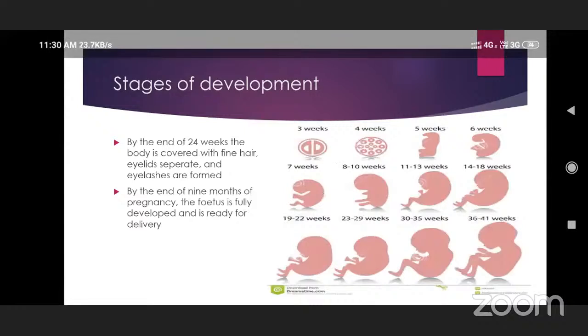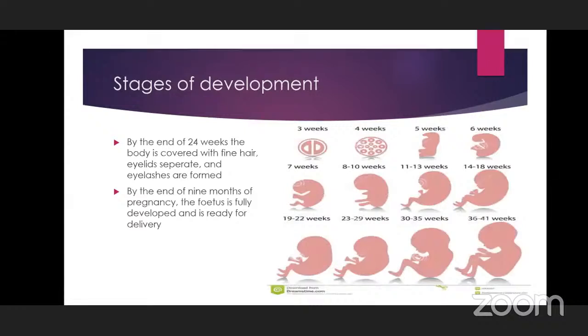Next is stages of development. So here you can see by the end of 24 weeks, the body is covered with fine hair, and the eyelid separates. The eyelids are already formed, and now the eyelids are separated. So the embryo can see, and eyelashes are also formed. By the end of 9 months of pregnancy, the fetus is fully developed and is ready for delivery.